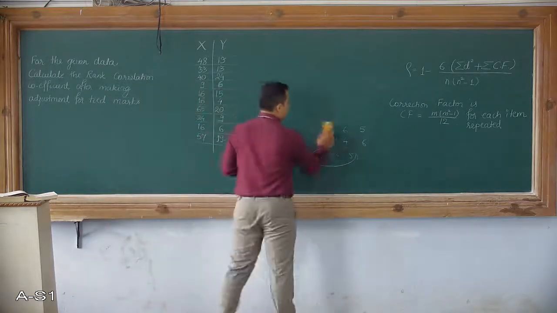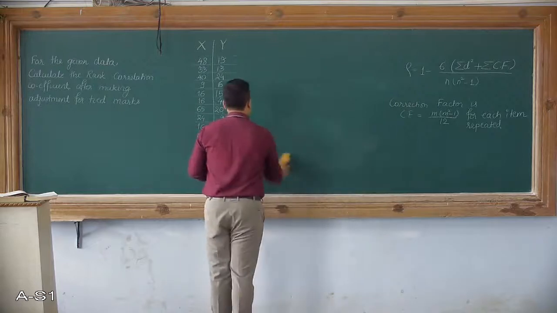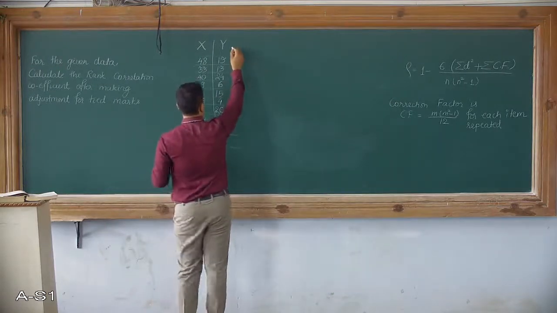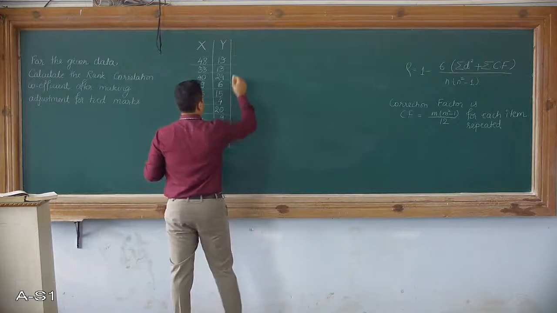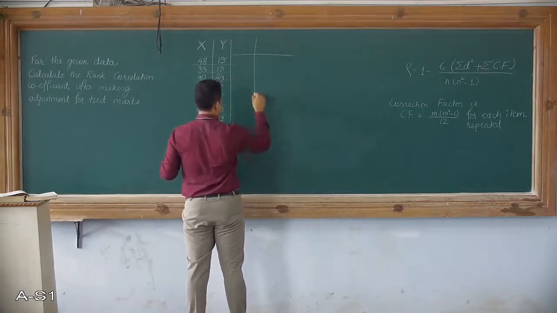Now we'll begin with this. First let me have a column called rank of x. Then similarly I'll have a column called rank of y.